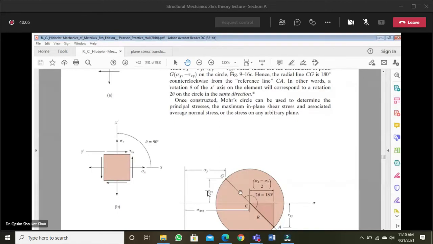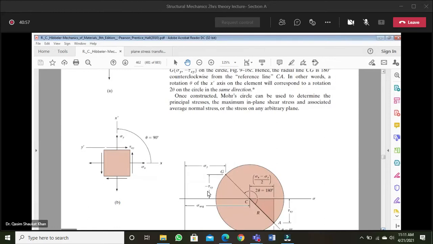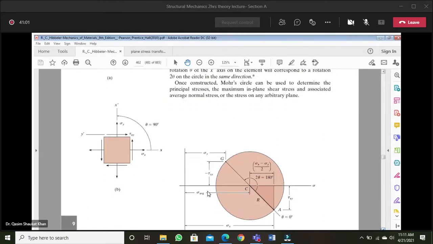In other words, the rotation theta of the x dash axis on the element. So you can see here the rotation of x to x dash axis is theta, which is equal to 90 degrees. In other words, a rotation theta of the x dash axis on the element will correspond to a rotation of 2 theta. So you can see this rotation on the Mohr circle is 2 theta. Hence, a rotation theta of the x dash axis on the element will correspond to a rotation 2 theta on the Mohr circle in the same direction. In the same direction. Okay? Is this point clear?